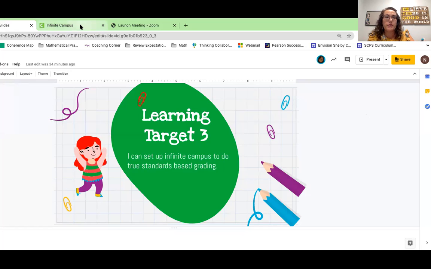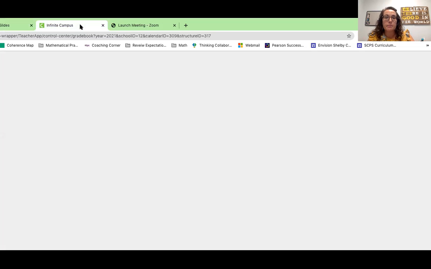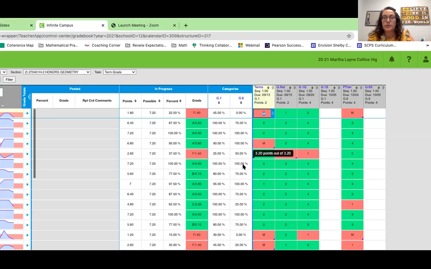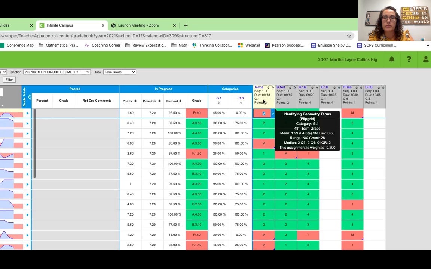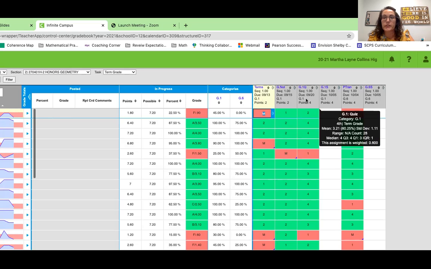I'm not sure if you've thought about what your Infinite Campus gradebook looks like, but if you open your Infinite Campus gradebook right now, it should look something similar to this. We've got the standard here. G1 is the standard. And we've got some assignments on that standard, and they're weighted 2 points or 4 points. And we've got the scores on the assignments here.